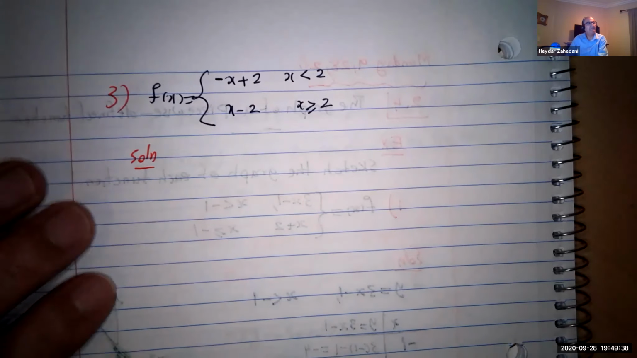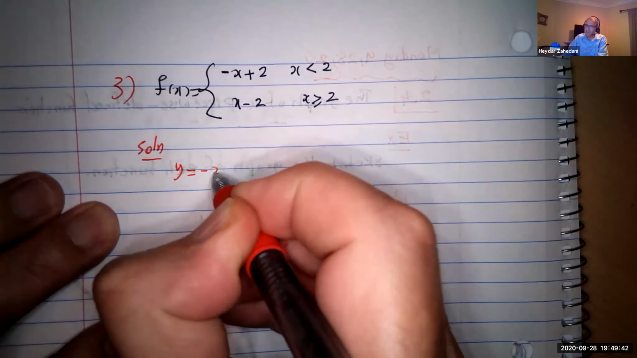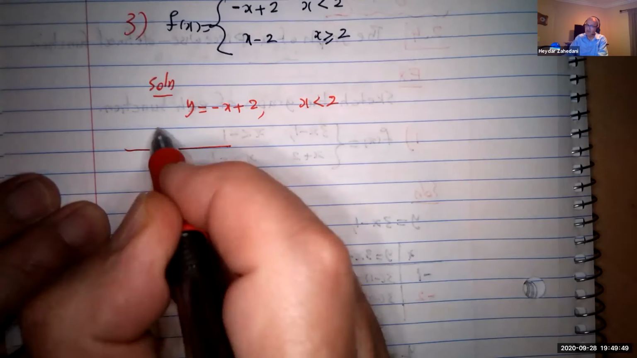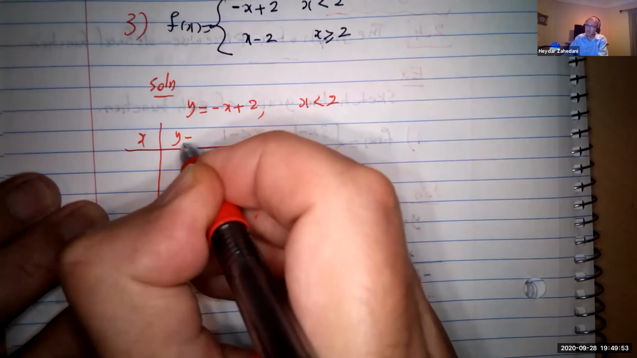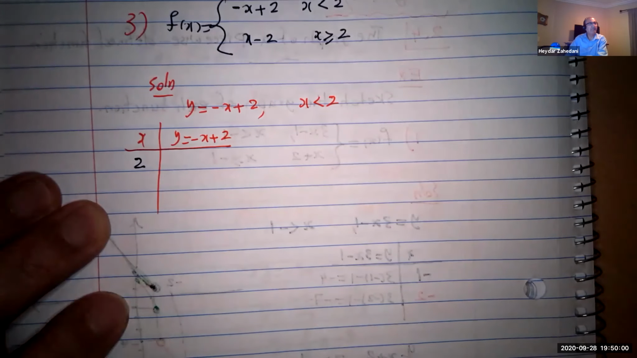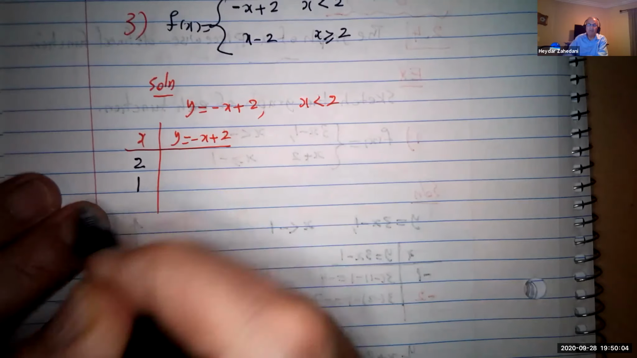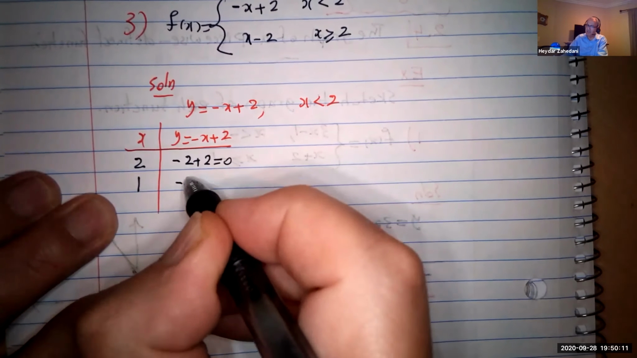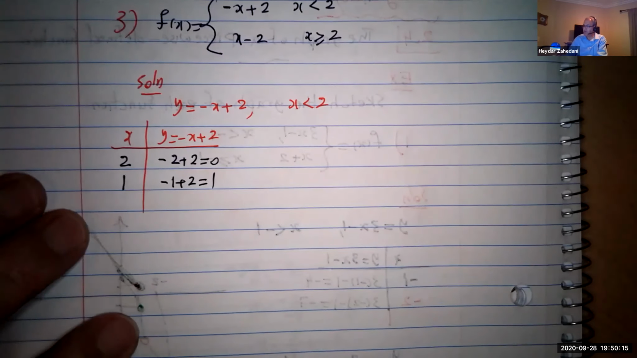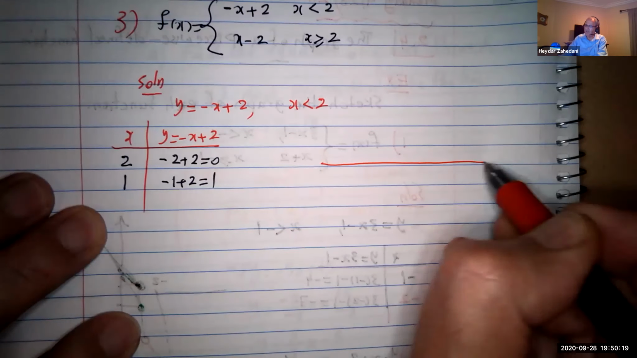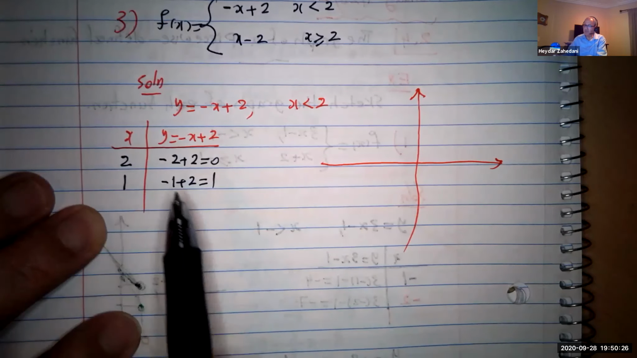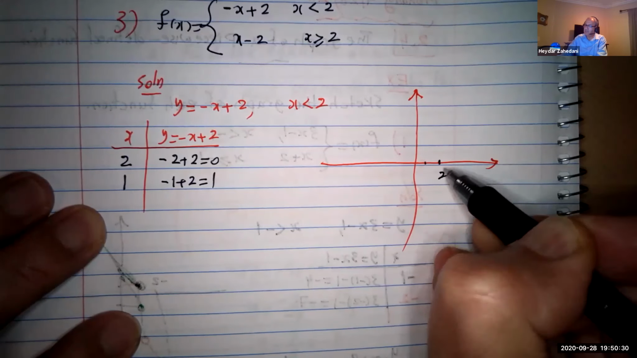Graph each partition separately, so you have to separate it. This is going to be 2. The restriction is up to 2, so you have to tell us what will happen up to 2. That's why we estimate at 2. This is x, y equal to negative x plus 2. As I told you, the limit is 2, so get the 2 first, then something less, like 1. You put the 2, it's negative 2 plus 2, which is 0. You put the 1, negative 1 plus 2, which is 1. Okay, graph this one. So what's the point? 2, 0. This is going to be the point.